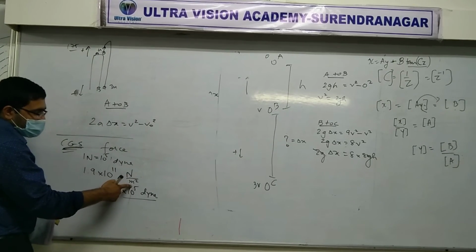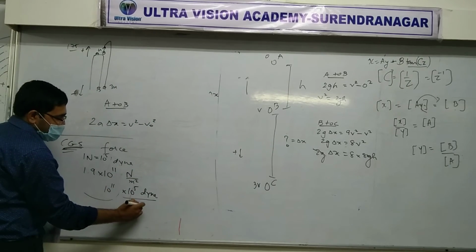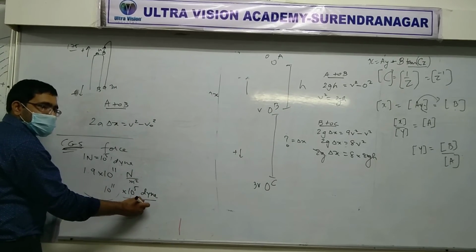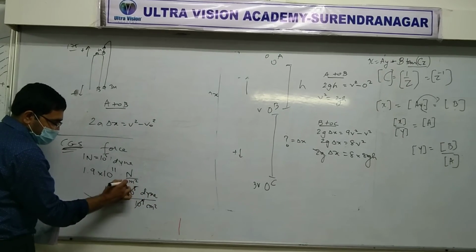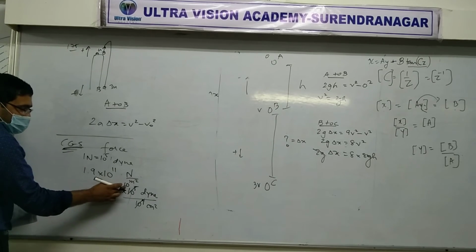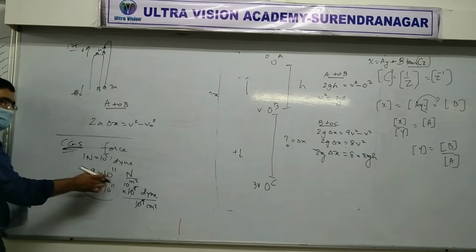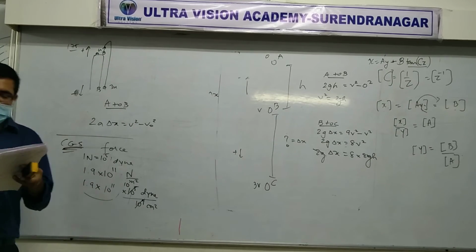So this meter I will convert to centimeter. 1 meter is 100 centimeters, so 100 square means 10 raised to 4. Understood? And centimeter square. So now this is the CGS unit. 10 raised to 4 and then 10 raised to 5, only 10 remains. So the final answer will be 10 raised to 11 into 10, that is 10 raised to 12. And the number is just the spectator.